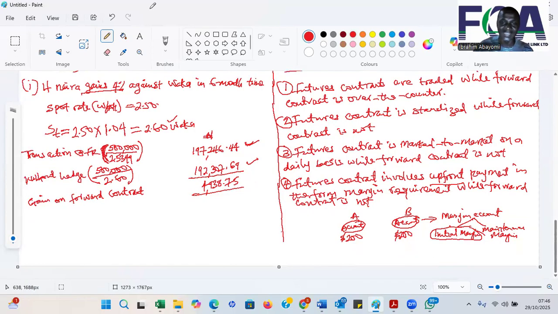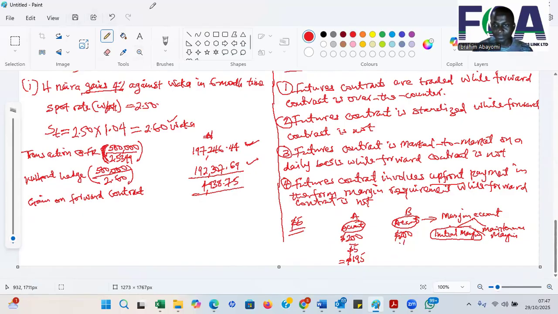Now let's assume that on the first trading day, this transaction resulted in a loss of $5 in total for Mr. A. When the trade closes on that day, the agent will remove $5 from here, minus 5, so that we have $195 left. Why? Because that party has lost $5 for that particular day. So in his margin account, he has $195 left.